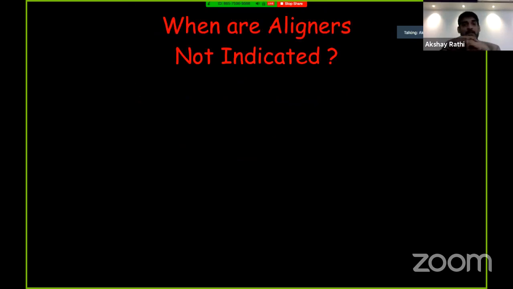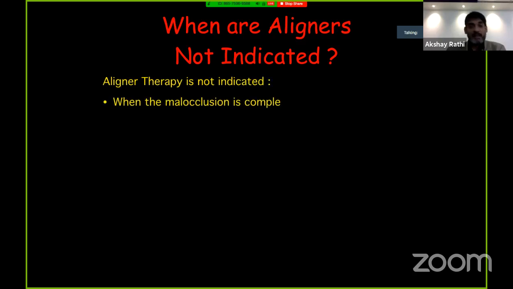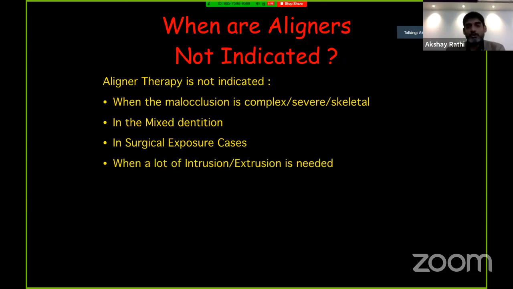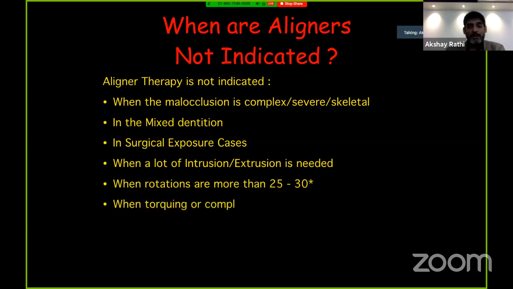When are aligners not indicated? Aligners are not indicated when you have a very complex, severe skeletal malocclusion, when it's a mixed dentition, when you have complexities of surgical exposure or difficult tooth movements like intrusion, extrusion, or the rotations are more than 25-30 degrees, torquing or complex tooth movement is needed.